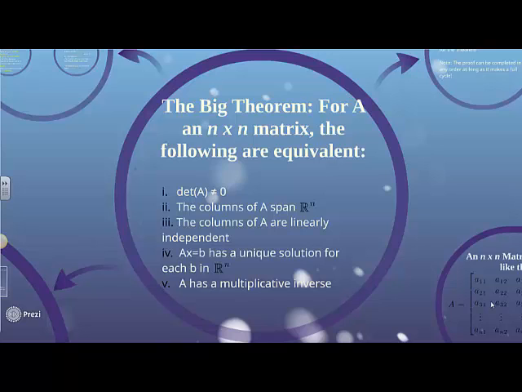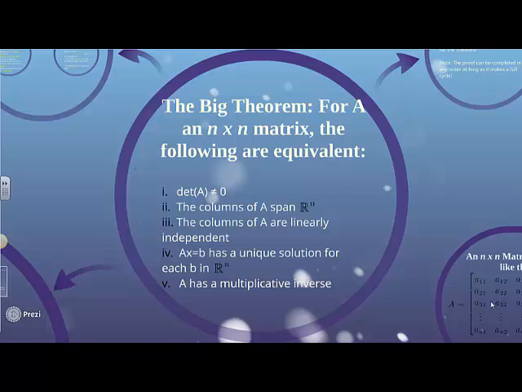1. The determinant of A, our matrix, is non-zero. 2. The columns of A span Rn. 3. The columns of A are linearly independent. 4. Our matrix equation, Ax equals B, has a unique solution for each B in Rn. And finally, 5. our matrix A has a multiplicative inverse.